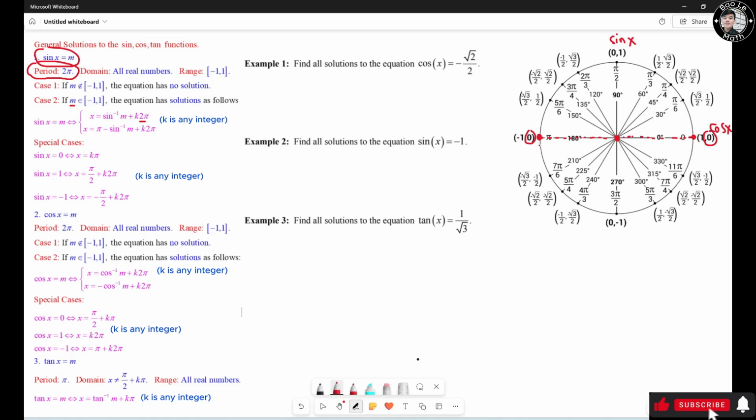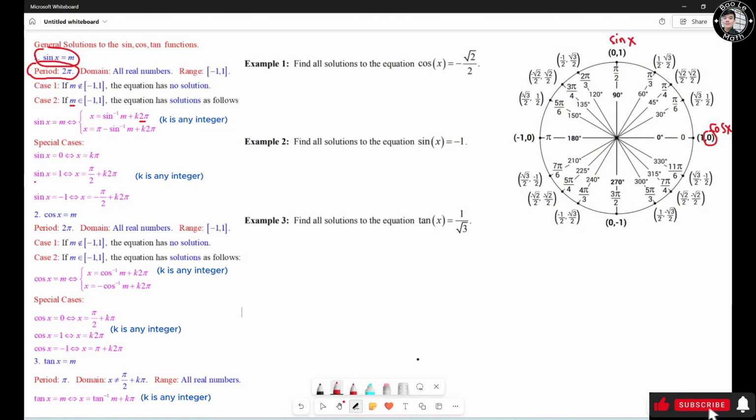You keep repeating every single pi, and you get another 0 right here, and another 0 right here. So basically, s equals k pi. If k equals 0, I get this one right here. If k equals 1, I get this one. If k equals 2, I get this one.